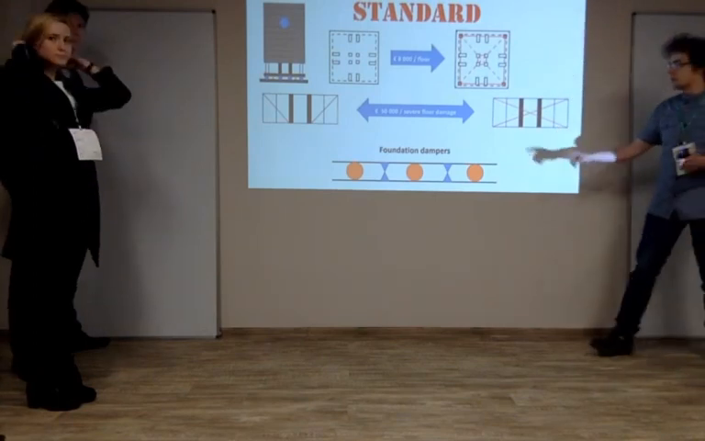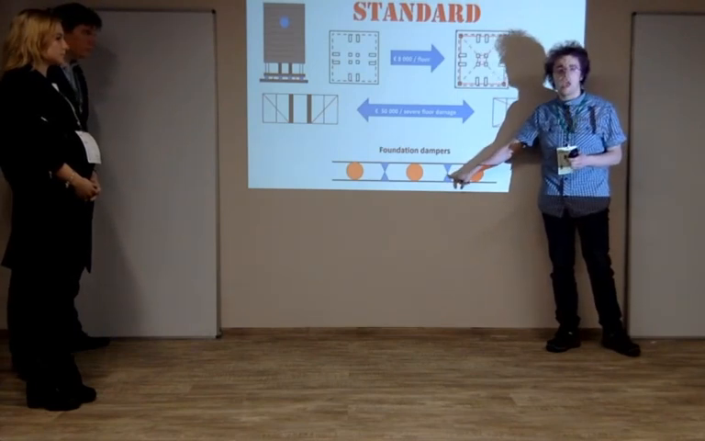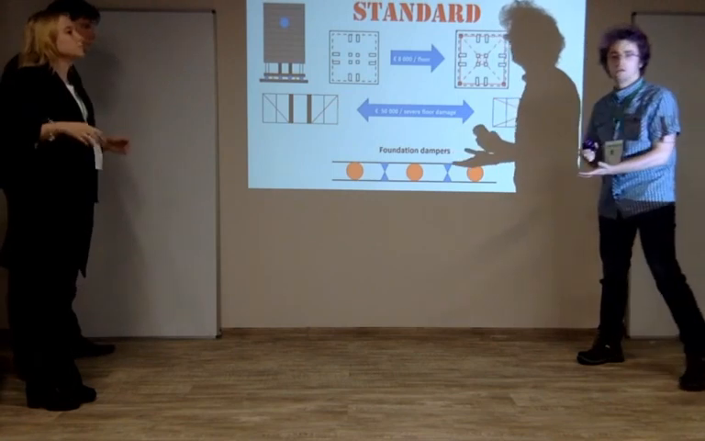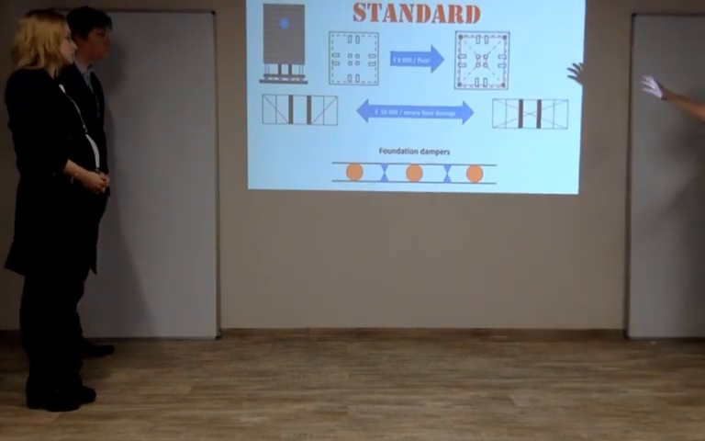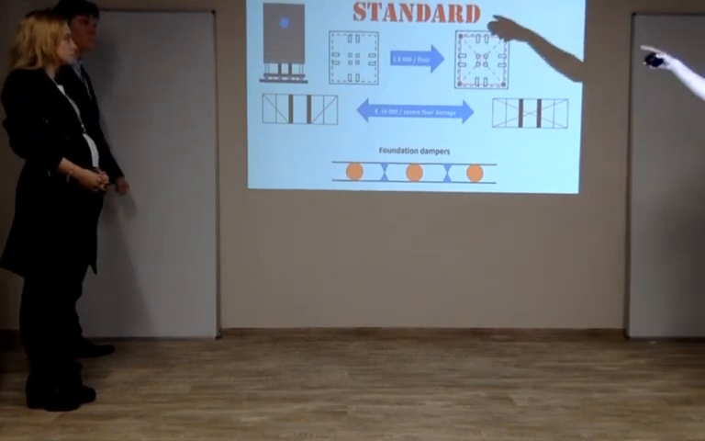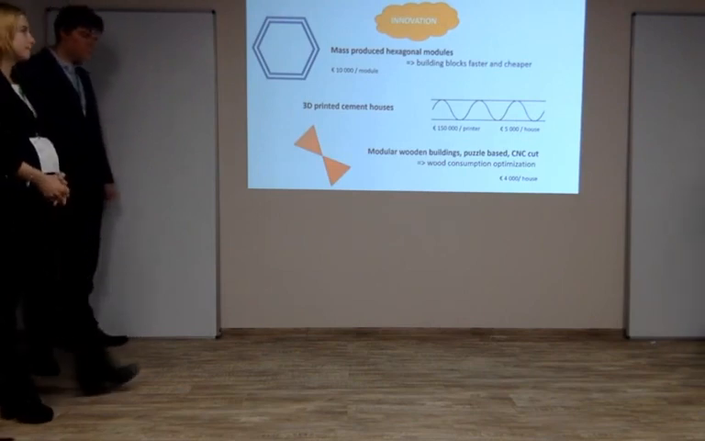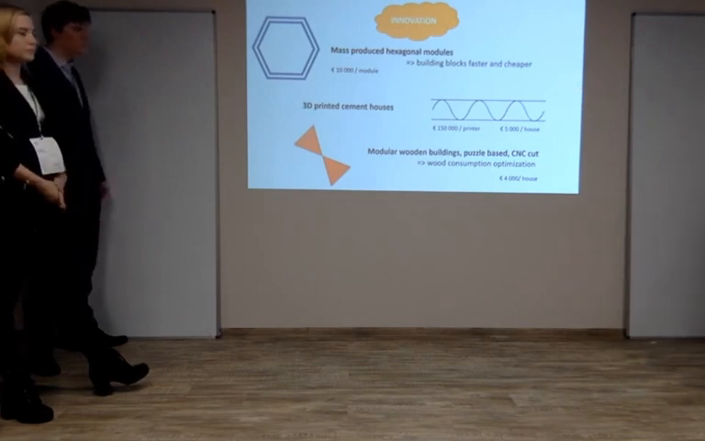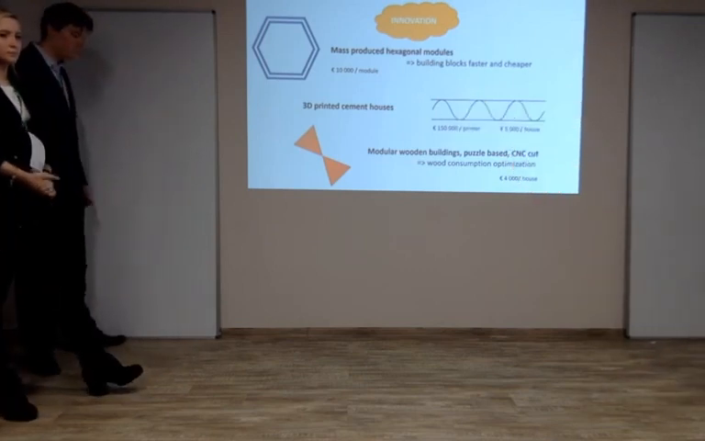We also use foundation dampers, but moreover, we will use springs and rubber dampers in order to compensate not only the horizontal movement, but also the vertical movement. Those are the standard solutions, as well as the pendulum for the newly constructed buildings. The innovation: we will build new buildings out of mass-produced hexagonal modules. They are pre-built and cheap to build because they are standardized. They could be produced in a factory and mounted easily.